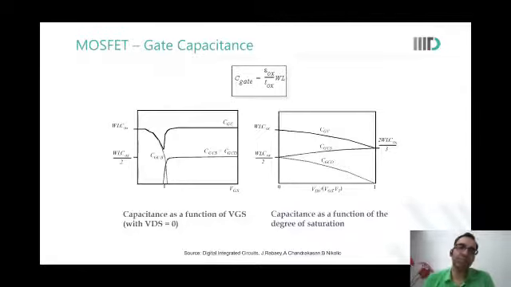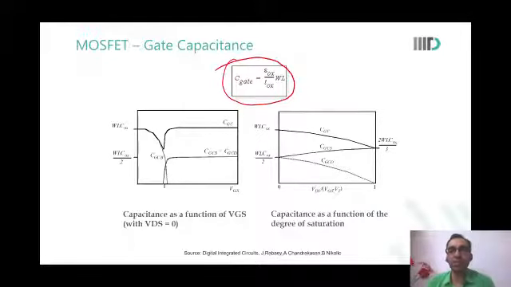So this is how the gate and the various capacitances are seen over here, where we say that the C gate is EOX by TOX into the width of the device into the length of the device. This is clear?